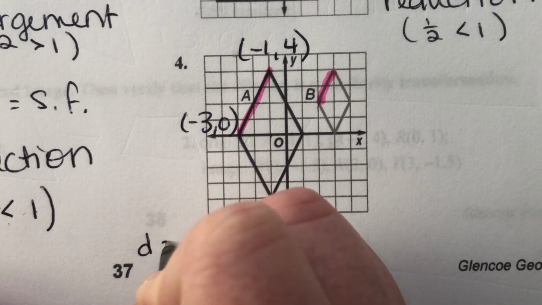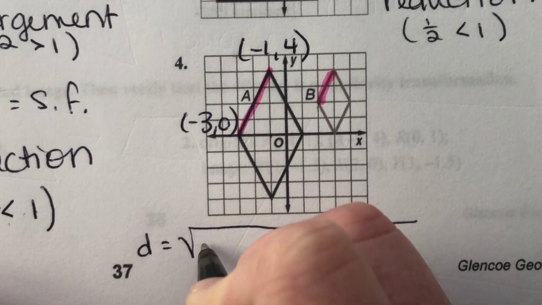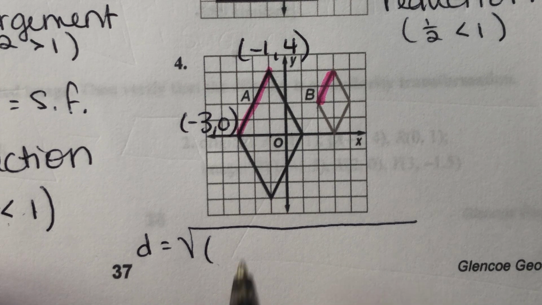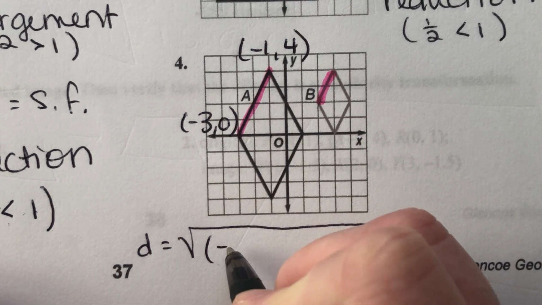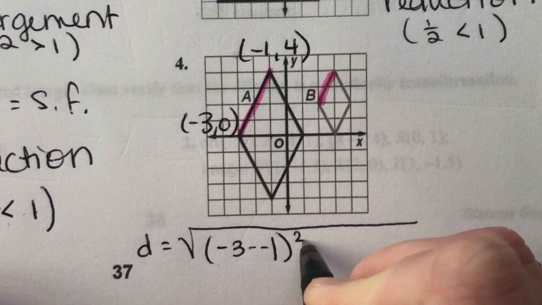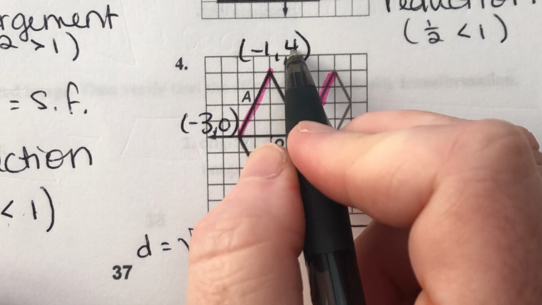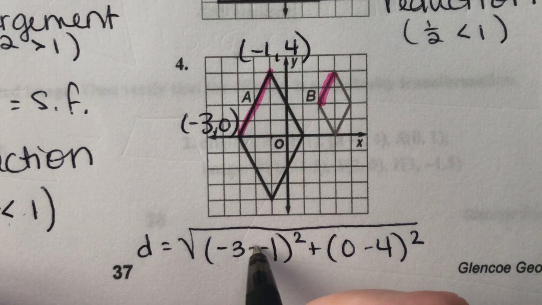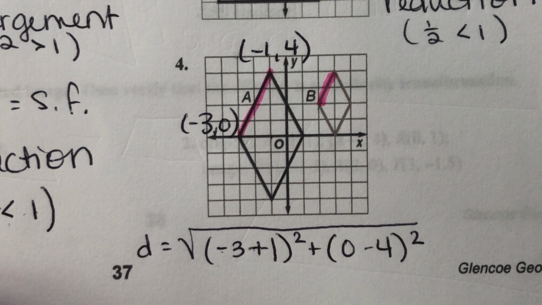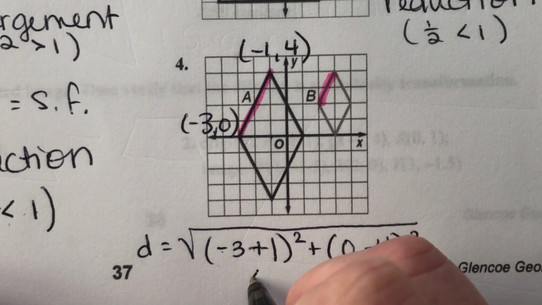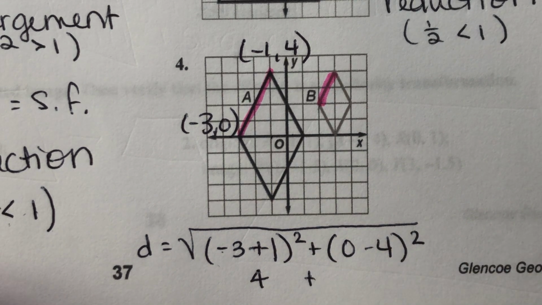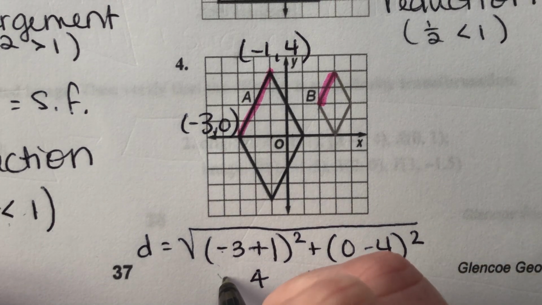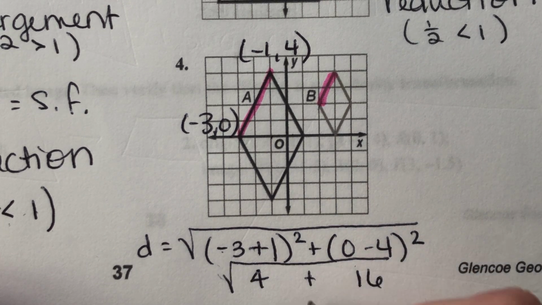So d equals the square root of (x minus x) squared, negative 3 minus negative 1, plus (y minus y) squared, 0 minus 4. Okay, minus a negative becomes a plus. Negative 3 plus 1 is negative 2. Negative 2 squared is 4. 0 minus 4 is negative 4. Negative 4 squared is 16. And that becomes the square root of 20.